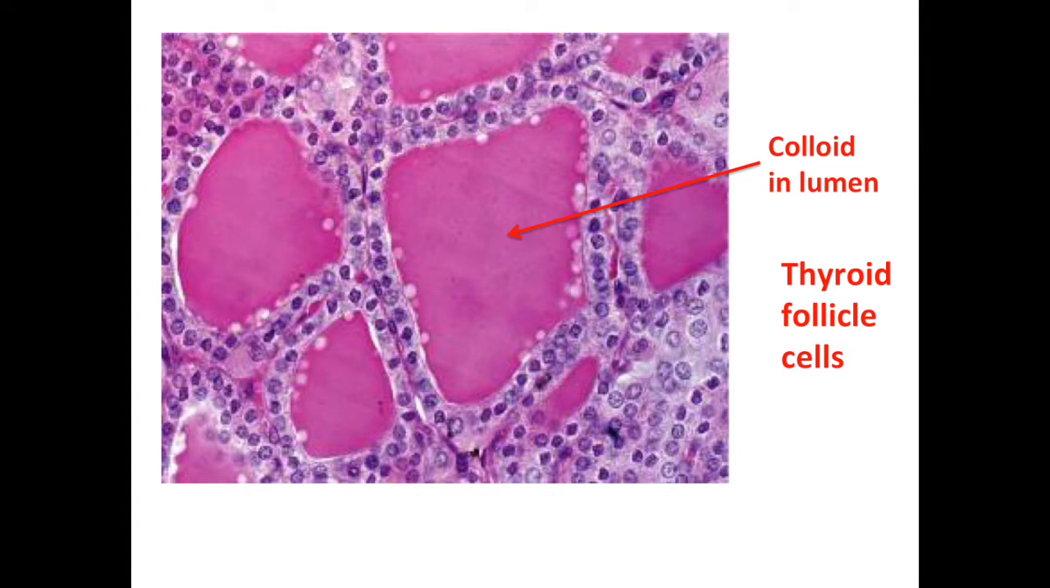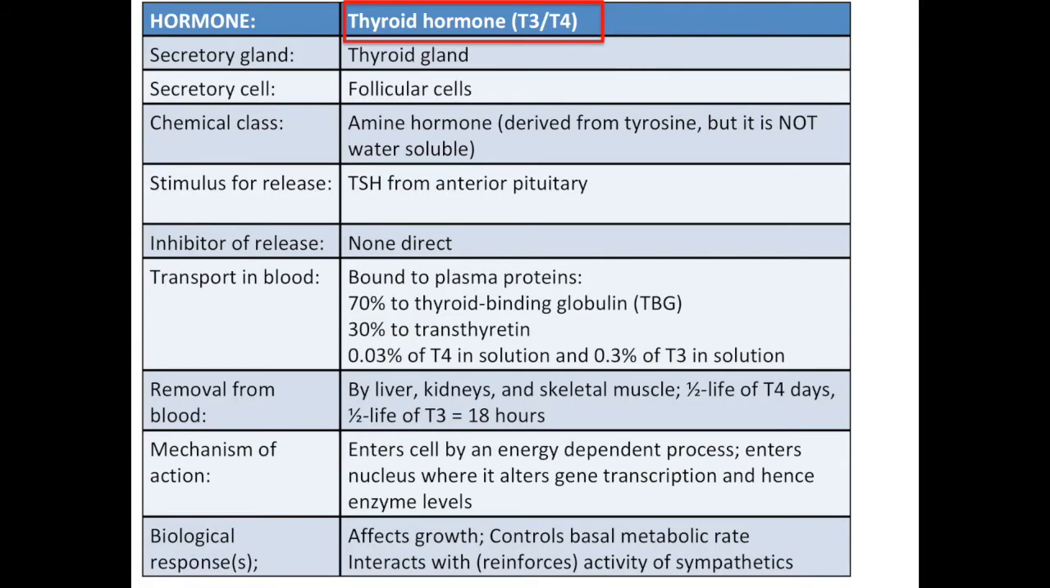This is a histology slide stained to show you what they actually look like, and you see they're very similar. You have these epithelial cells on the outside and the colloid in the lumen that is comprised of thyroglobulin with thyroid hormone attached to it. So thyroid hormone comes in essentially two forms: T3, which is the active compound, and T4, which is thought of as the precursor. And T3 is generally 4 times more effective than T4.